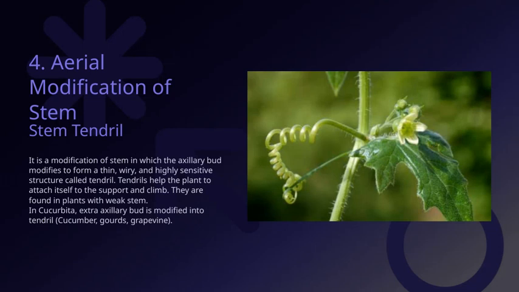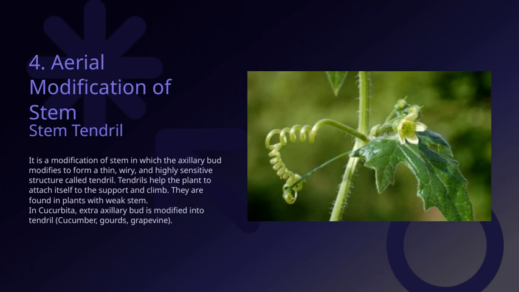Today, we're going to look at a fascinating modification of the stem called the tendril. Essentially, it's a transformation of the axillary bud into a thin, wiry, and highly sensitive structure. These tendrils are incredibly useful because they help the plant attach itself to supports and climb. You'll mainly find them in plants with weaker stems, where climbing and support are essential for growth.